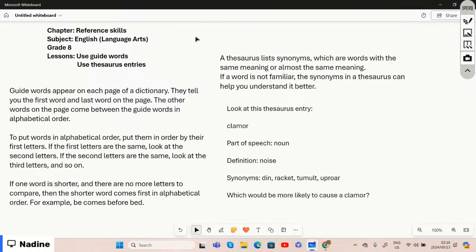And when it comes to reference skills, we are going to look at thesaurus entries as well as guide words when it comes to dictionaries. And then we will also be able to see what the difference is between a dictionary as well as a thesaurus, because there is quite a difference.